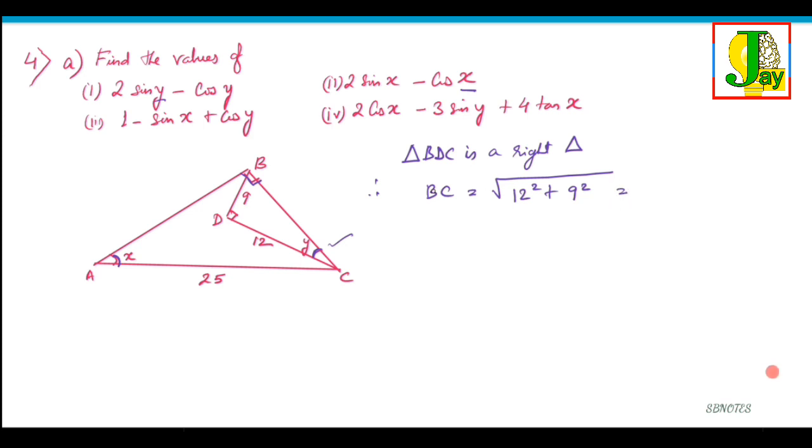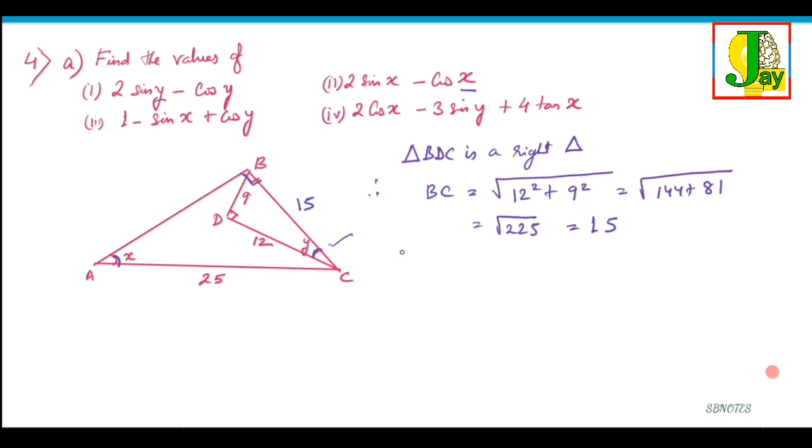BC square equals 12 square plus 9 square, so BC equals root over 144 plus 81, that's root over 225. 225 is 15 square, so BC square is 15 square, so BC is 15. This is the direct way of writing. So BC is 15.